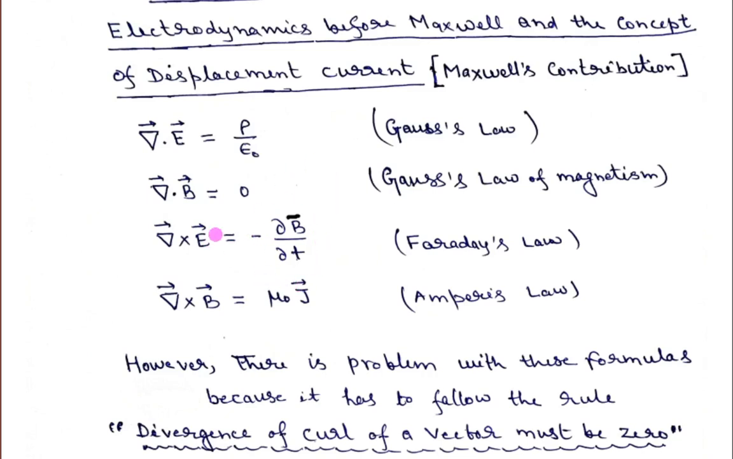A changing flux in a given closed area induces an EMF, and that EMF is basically given by the curl of E, that is the electric field. Remember, this electric field is non-conservative in nature, because this electric field originates for a different reason, because of the change in the magnetic field. That is why it is non-conservative in nature.